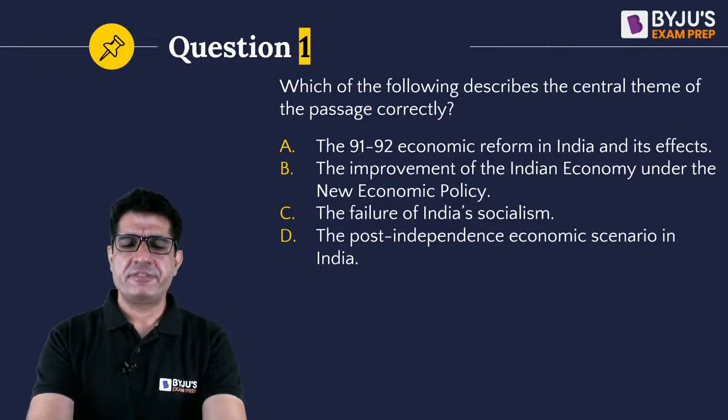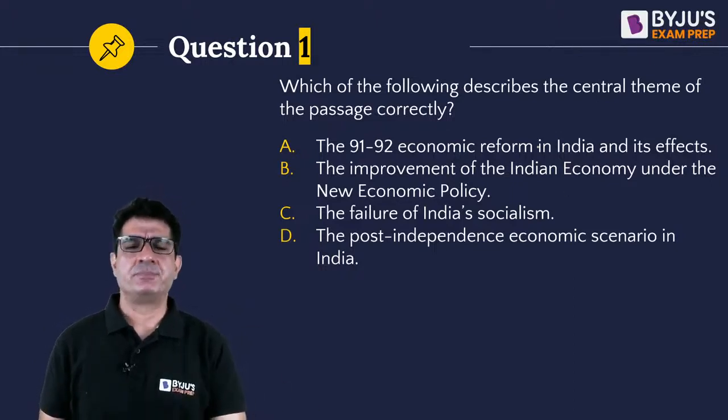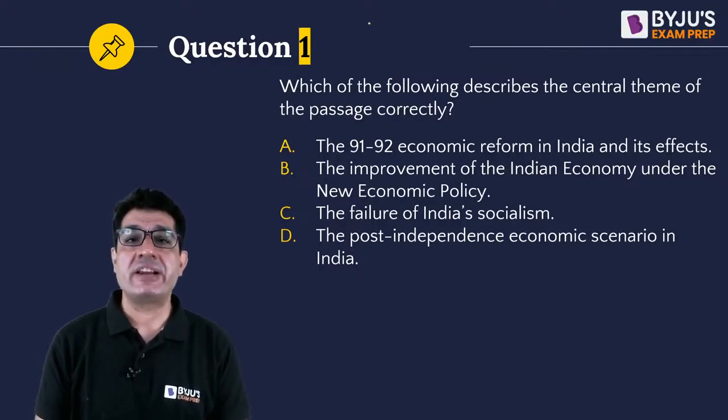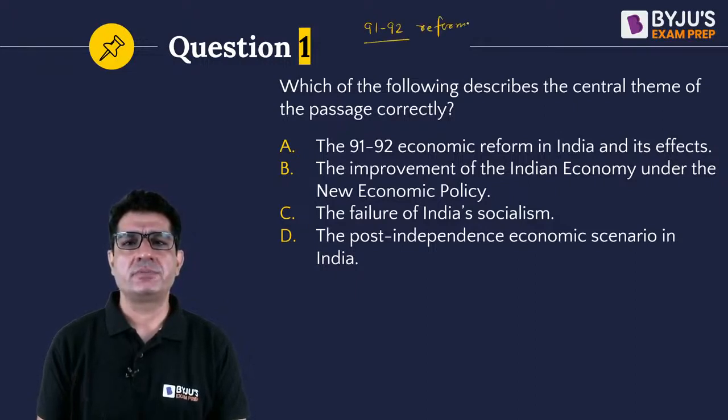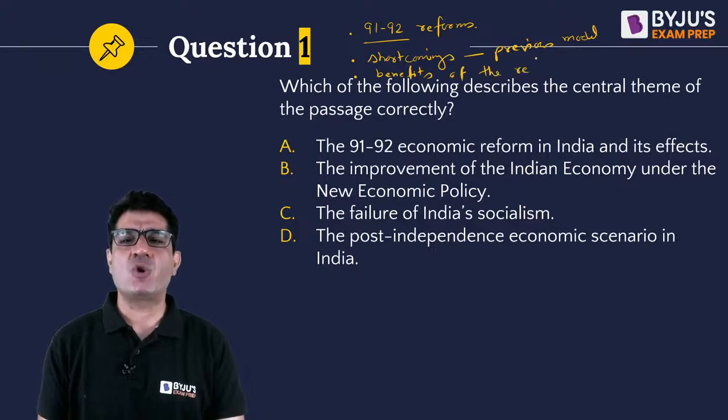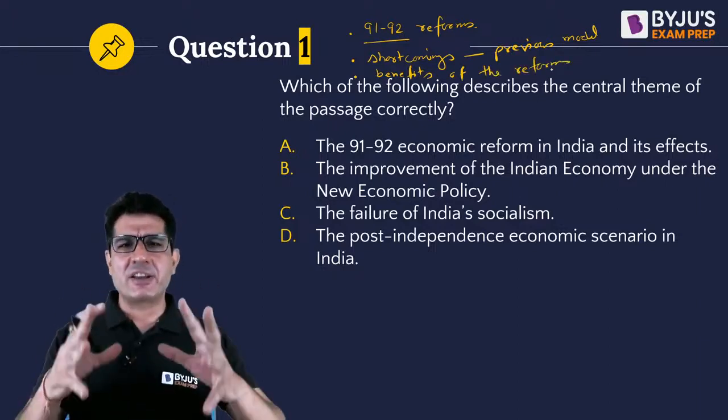Okay, so I've received A, I've received D. So let us see. We are looking at the main idea, right? What is this passage talking about? So essentially it started off by introducing the economic reforms done in 91 and 92, right? Thereafter, it goes ahead and talks about the shortcomings of the previous economic model being pursued. And then finally it talks about the benefits of the reform, right? That's roughly put the 3 core themes or 3 core ideas that emerge out of this passage.